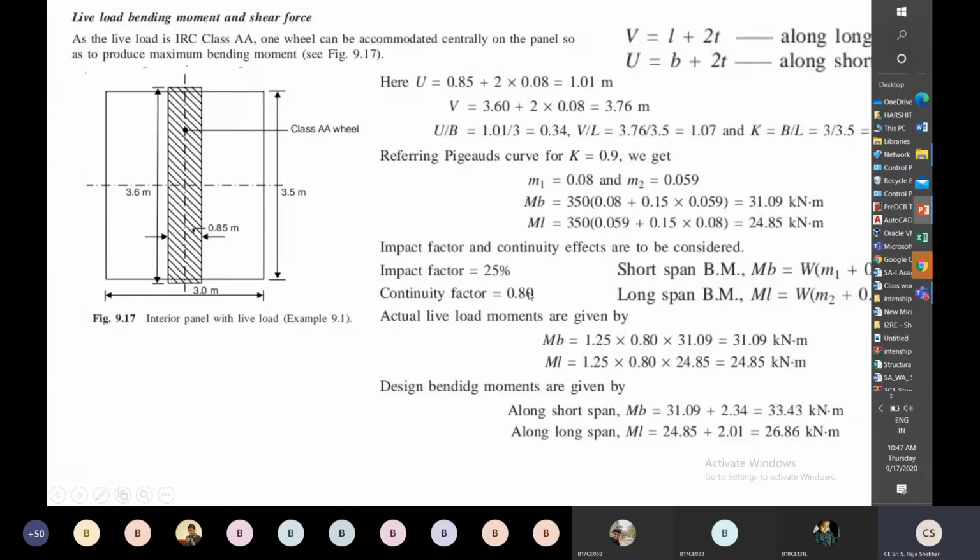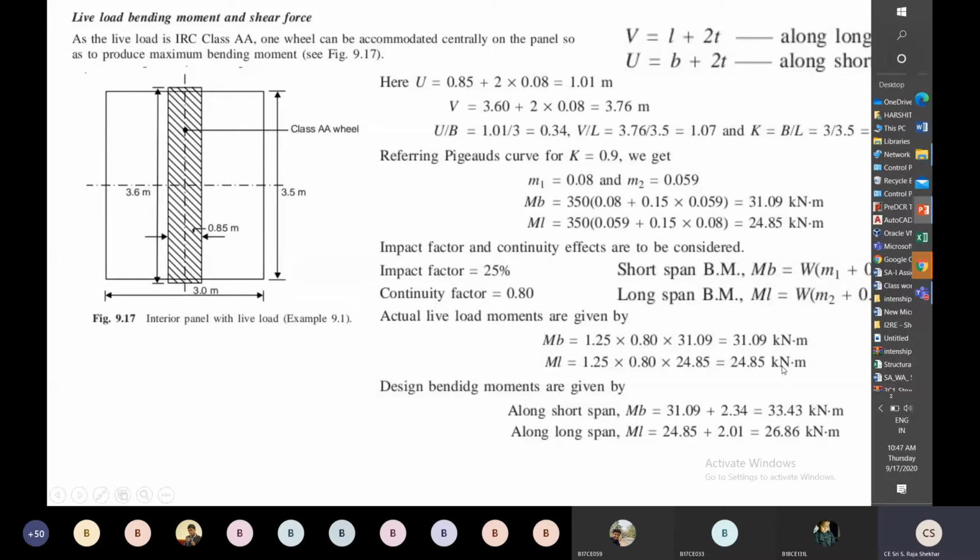That's why we need to multiply the continuity factor to the moment. Generally we consider the continuity factor as 0.8. If you multiply the impact factor and continuity factor, you get the final moments: the live load moment along the shorter span and the live load moment along the longer span.